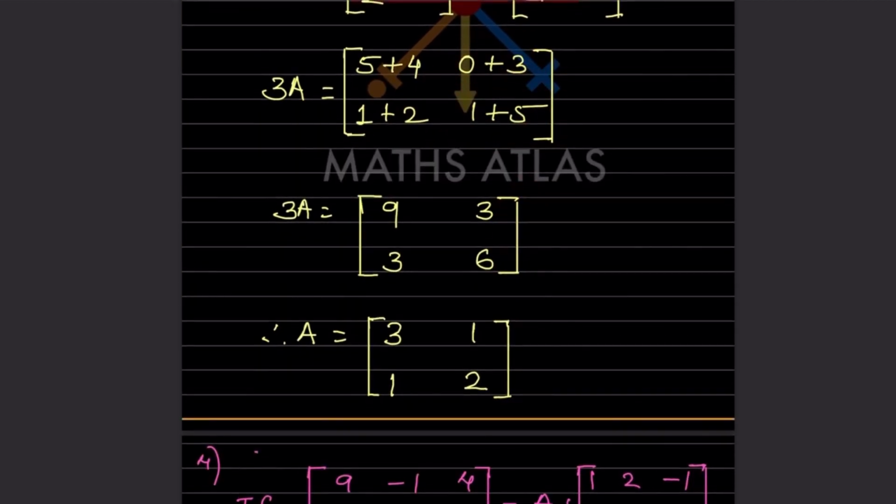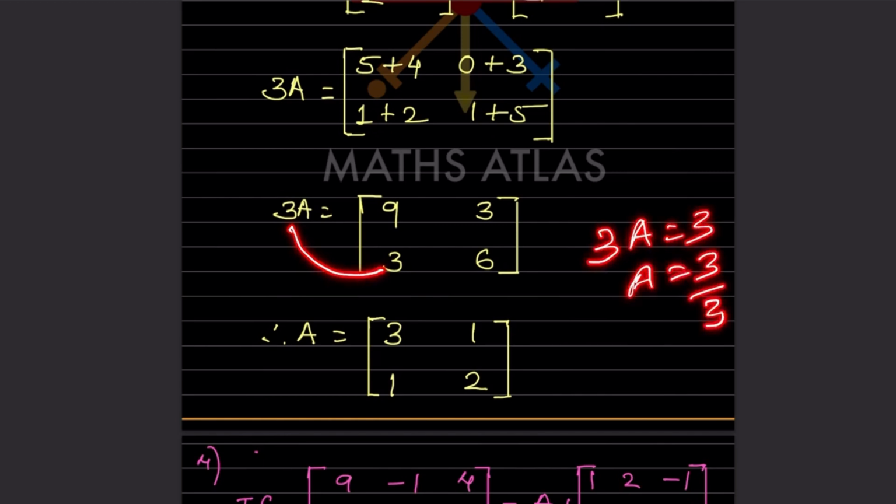So now look at here, 3A is given. So whenever you have this one, 3A is 9. So A is going to be what? 9 divided by 3, that is going to be 3. This is what is here. Again now you are going to compare this and this. 3A is 3. So A is going to be 3 divided by 3, that is going to be 1.